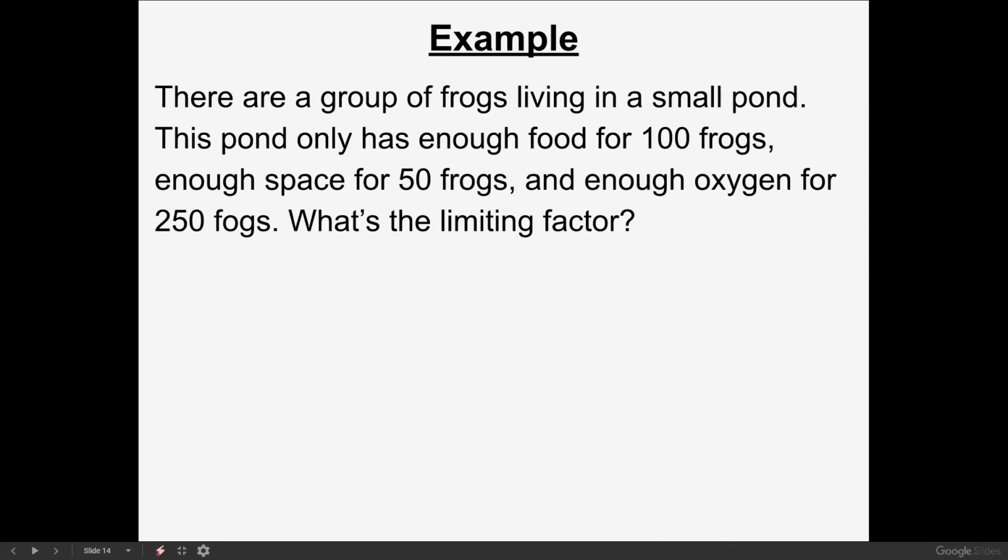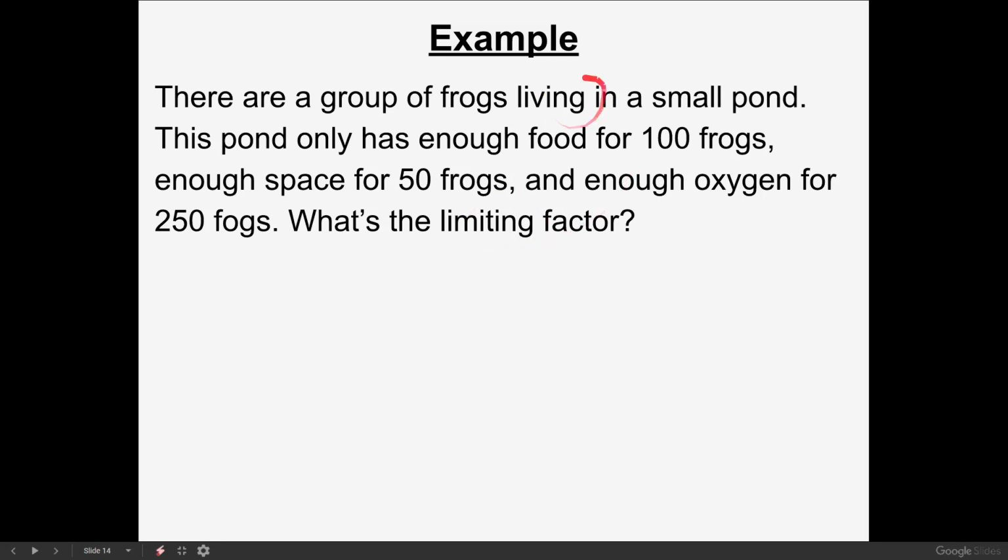Let's look at this example. Let's pretend we have a group of frogs. They live in a pond. The pond has enough food for 100 frogs, enough space for 50, and enough oxygen for 250. Now think about it. What's the limiting factor? When I ask for limiting factor, I'm asking for what's the resource that you're gonna run out of first.